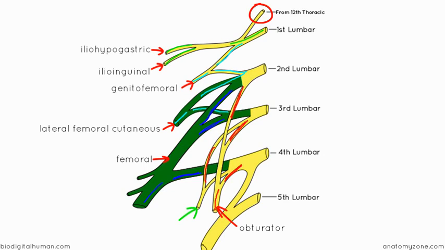Over here we've got these 2 branches coming off the 3rd and 4th lumbar nerves. So this is the accessory obturator nerve, and it's not always present. And then over here we've got 2 little nerves coming off the femoral nerve. So these are muscular branches to the psoas muscle and the iliacus muscle.